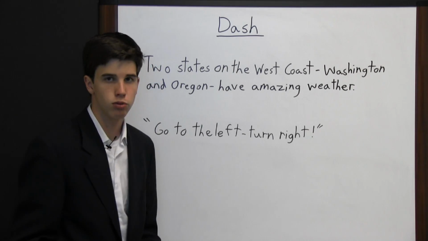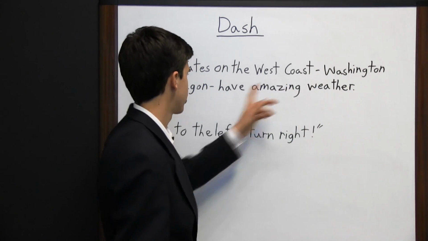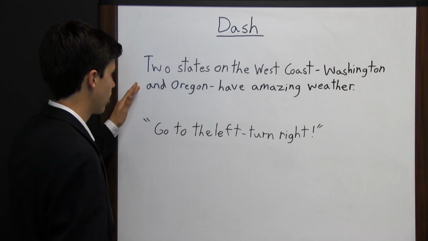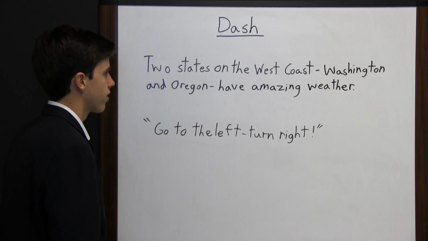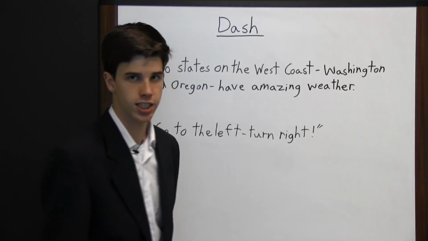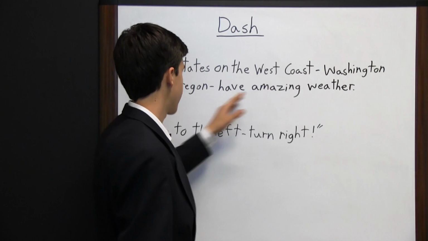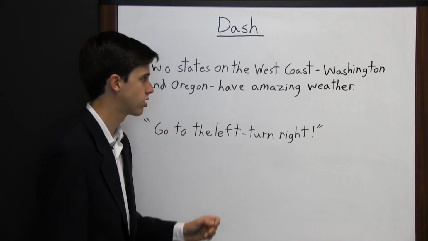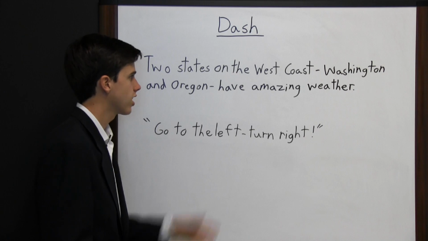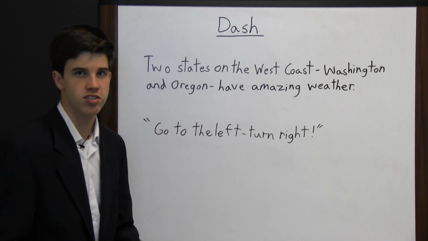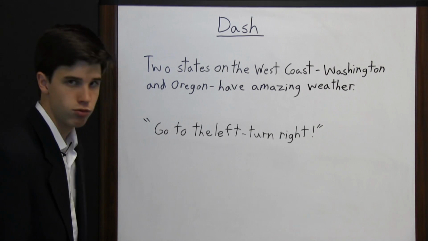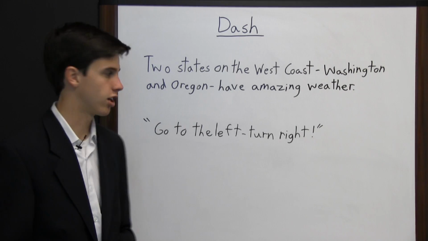But in this case, the writer chose to use 2 dashes. So here the sentence reads, 2 states on the west coast, Washington and Oregon, have amazing weather. So here you pause where the dashes are. Just like you would pause when you see a comma, pause where the dashes are. So it's 2 states on the west coast, Washington and Oregon, have amazing weather. So that's one way to use dashes, just to set a certain part off of the sentence from the rest of the sentence. Now also dashes can be used to show a pause in a quotation.